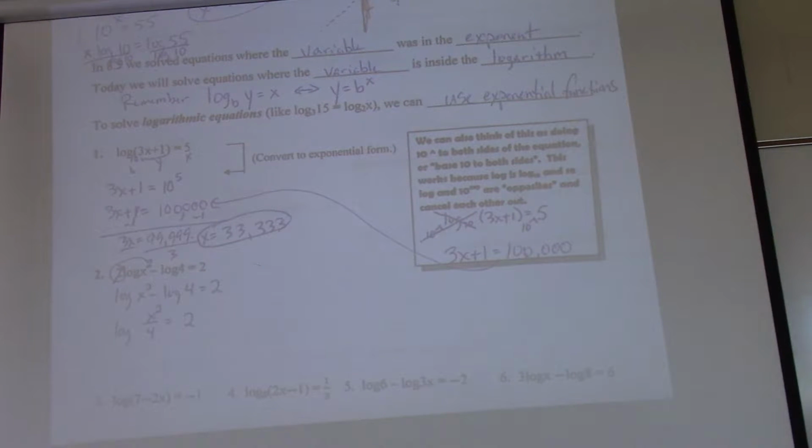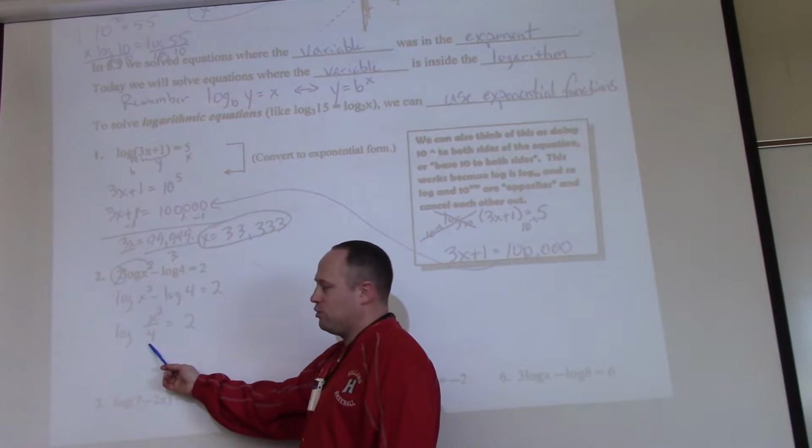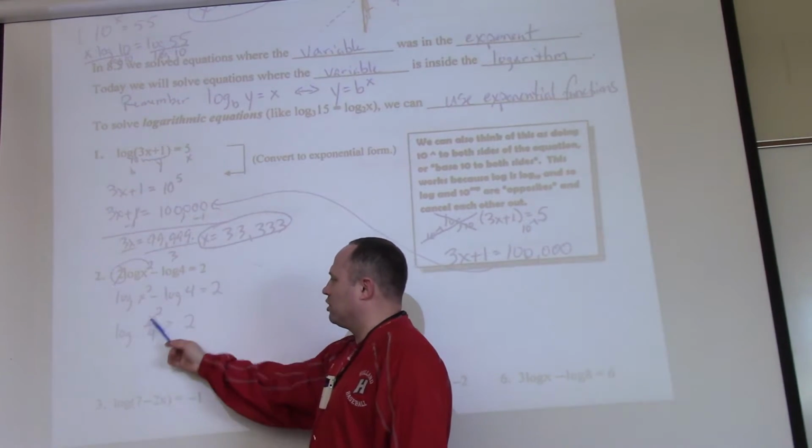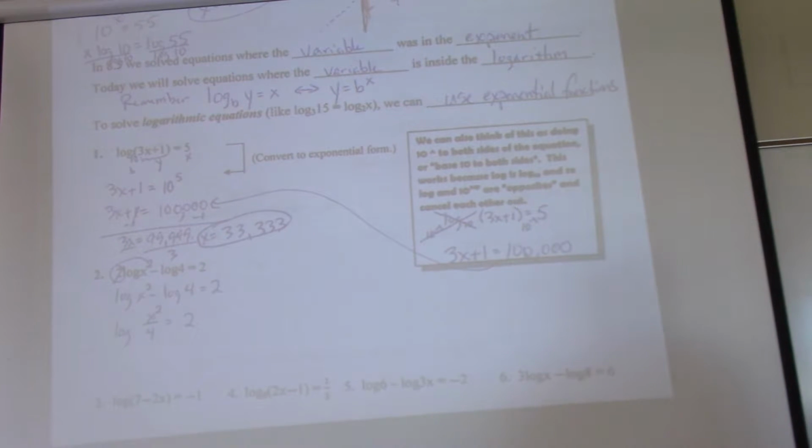The first thing I want you to recognize, because some people are still doing this, is that this is not log of x squared divided by log 4. We're just dividing the two terms. So log of x squared divided by 4 equals 2. Now it's one log statement, and you can do the 10 thing, or rewrite it in y equals b to the x form. Do you guys have a preference? I'm just going to keep doing the 10 thing, because watch how easy this is.